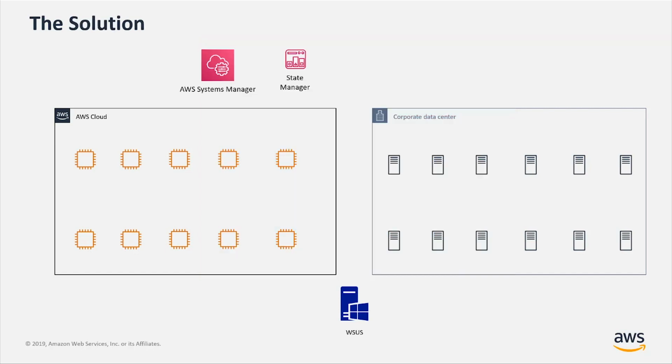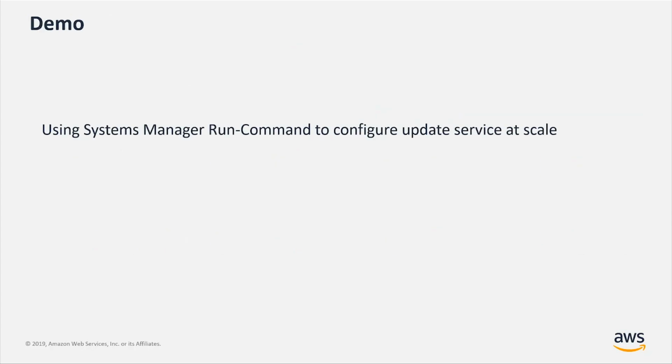The answer to that question is using Systems Manager State Manager. It's a feature in AWS Systems Manager that allows you to enforce policies and manage drift on your target instances at scale. And it works in AWS Cloud as well as on-premises and even on other clouds. Now let's take a quick look at how it looks in practice.